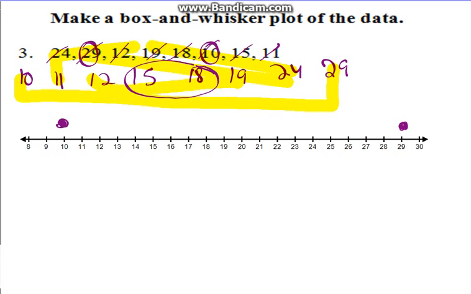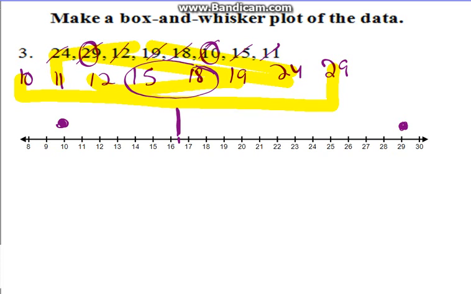So to get our median, because we're at two numbers, we're going to have to add them and divide by 2. So we want to average the 2. And when we do, we get 16.5. So our median is at 16.5 right here. There's our median.